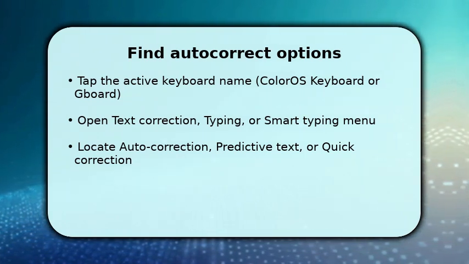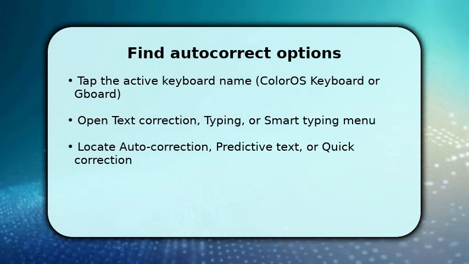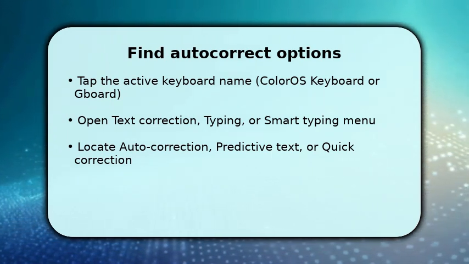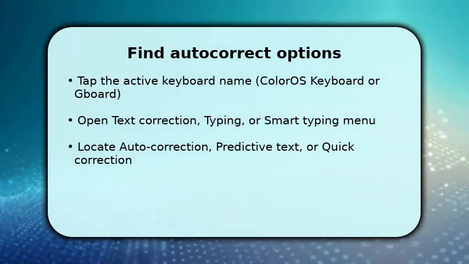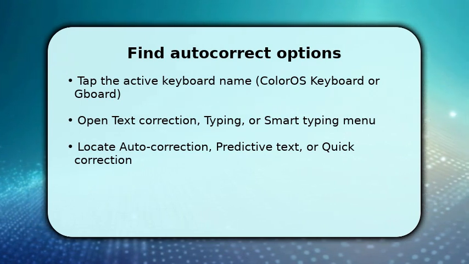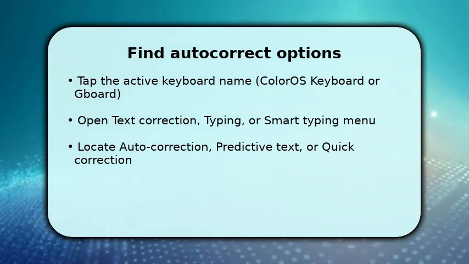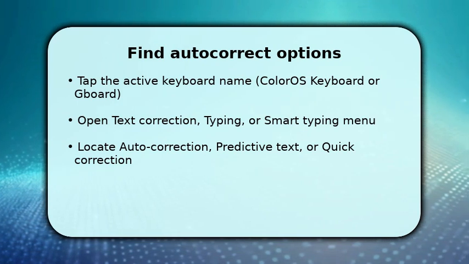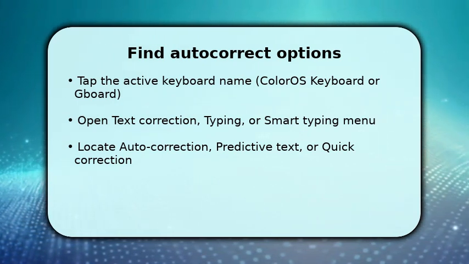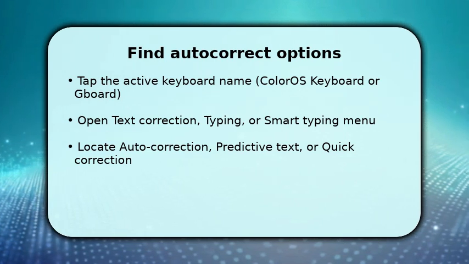Tap into that section. You need to understand each toggle. Autocorrection modifies text as you type, predictive shows suggestions, and quick correction applies immediate fixes. Decide which behaviors you want off. Make sure to toggle the corresponding switches. Changes take effect immediately for new typing.